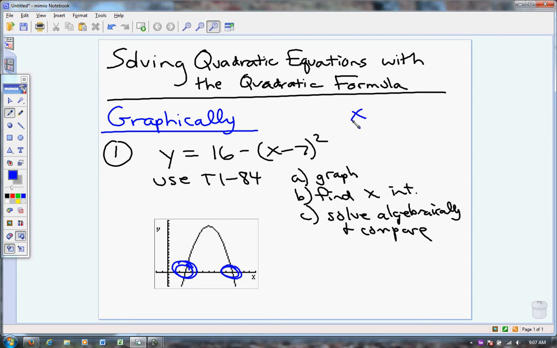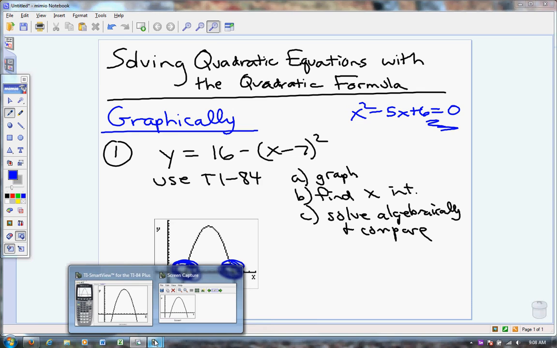If I set some quadratic, whatever it is, equal to 0, I'm asking, when is this quadratic equation equal to 0? Well, look at these 2 points right here. What are the y values there? What's the y value right here at this point? 0. What's the y value here? 0. Okay? So when we set this thing equal to 0, we're saying, when is this function equal to 0? Right? And so we can use the graphing calculator to find those.